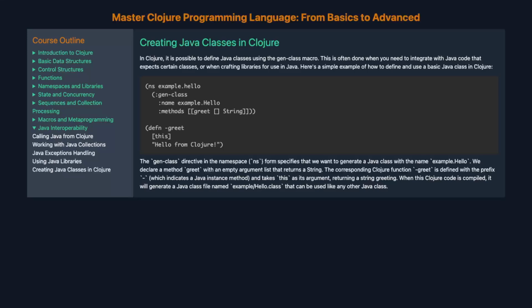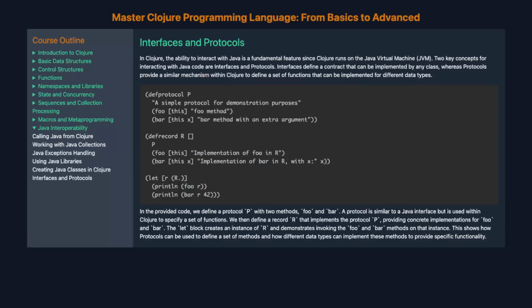The gen-class directive in the namespace ns form specifies that we want to generate a Java class with the name example.hello. We declare a method greet with an empty argument list that returns a string. The corresponding Clojure function -greet is defined with the prefix, which indicates a Java instance method, and takes this as its argument, returning a string greeting. When this Clojure code is compiled, it will generate a Java class file named example.hello.class that can be used like any other Java class. Interfaces and protocols.